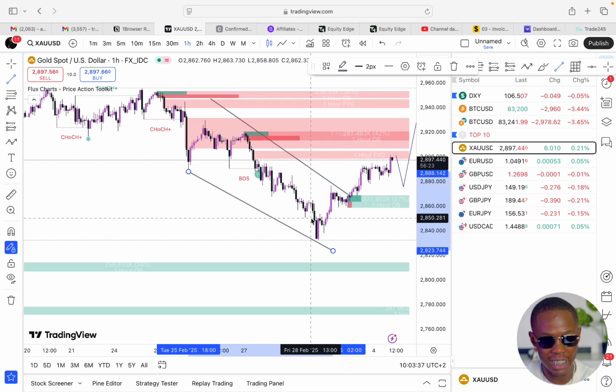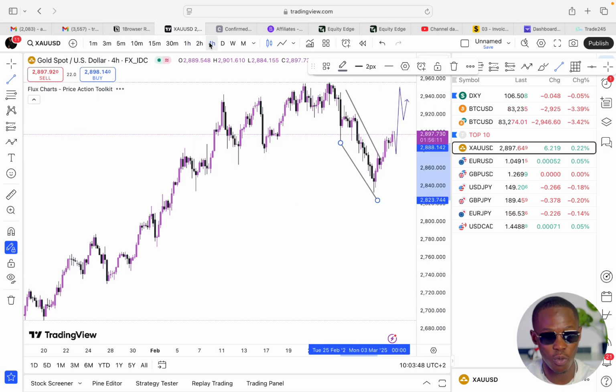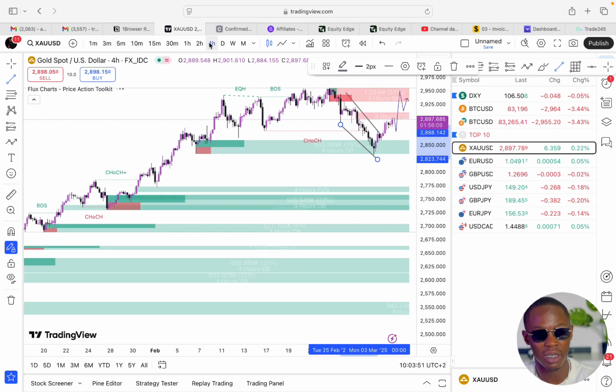So that's just that about gold. We're going to try a different pair and a different indicator, which will help us identify what's going on. For gold, we know what we're looking for. We're looking for gold to come back a little bit and retest.